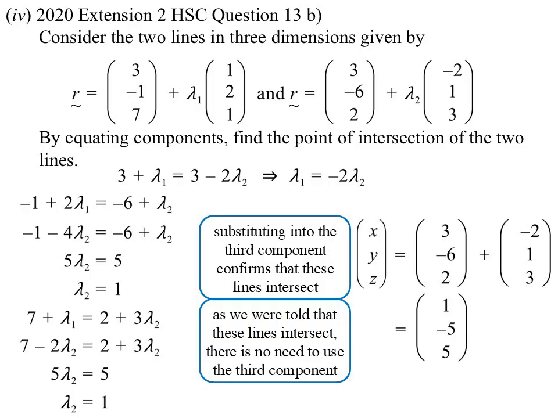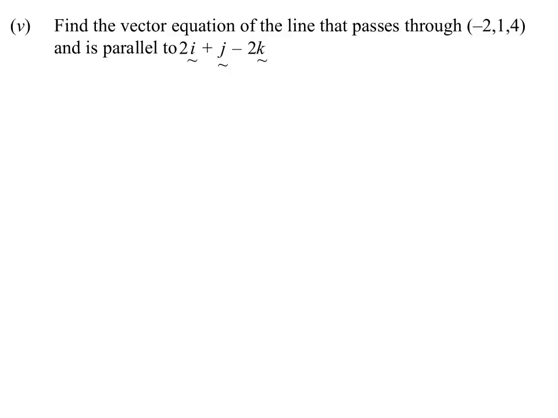Well, substituting that value in to either line, we can come up with, well, there's the position vector. They've asked us for the point. There's the point 1, negative 5, 5. Line passes through that point parallel to this one. Again, similar sorts of questions, but now in 3 dimensions.